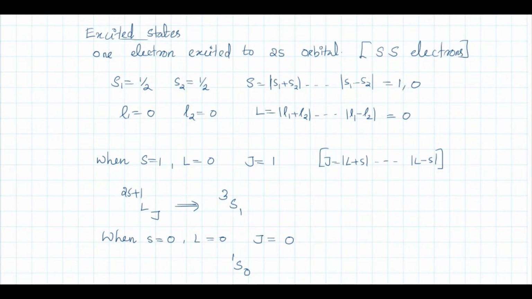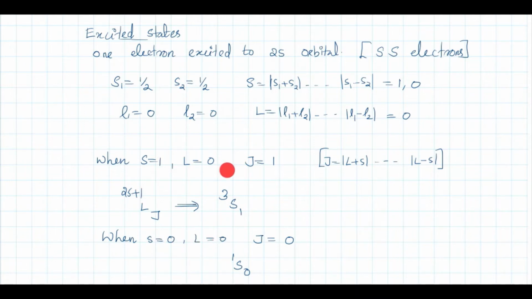Now, what about L value? Both electrons are in the S orbital. So for first electron, L value is 0, ml is 0. Second electron, L value is 0, ml is 0. What about total L? That is from modulus of L1 plus L2 to modulus of L1 minus L2. So here it is simply 0. Okay, so we have two possibilities. One is capital S 1 and capital L 0. The other one is capital S 0, capital L 0.